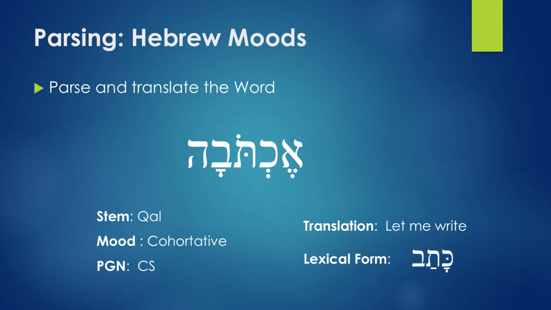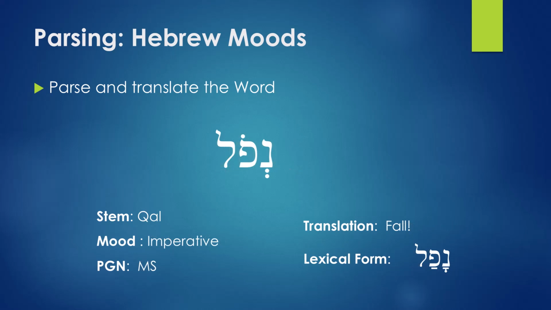And this is coming from the lexical form, katav, to write. Next you have the word nefor. Now nefor is coming from the imperative. Remember, the imperative removes the T prefix from the masculine singular imperfect tense, but the T has disappeared, so you have nefor. So the gender and number is masculine singular.